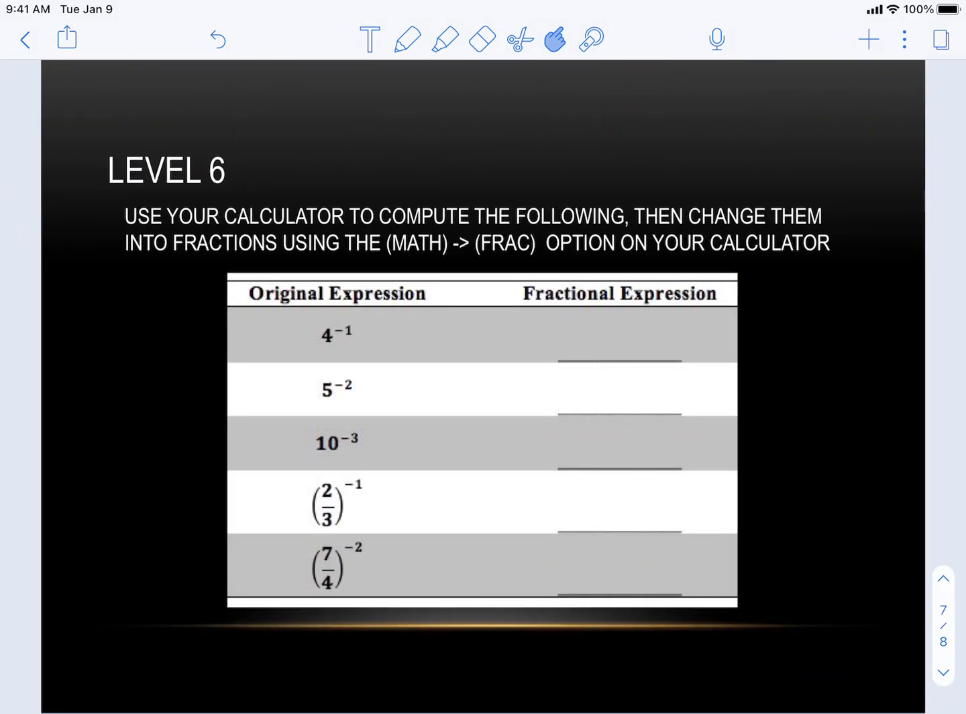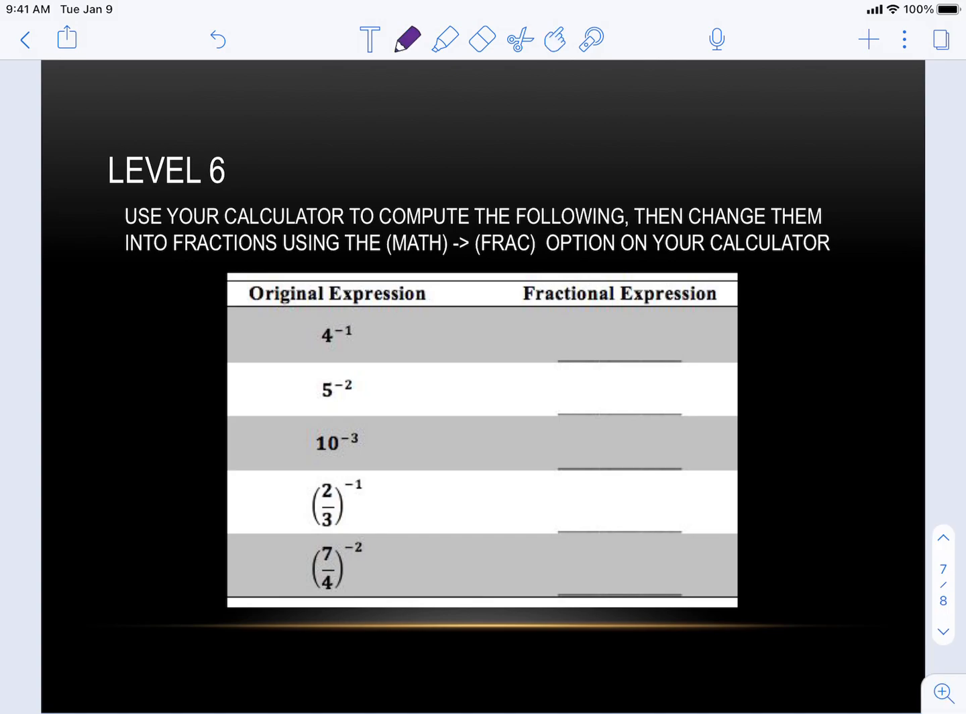All right, so the next one, this is anytime you are dealing with exponents that are negative. You can change the exponent to a positive and then flip the fraction. And oftentimes the way a problem will be worded is it will say, express this as a fraction with no negative exponents.